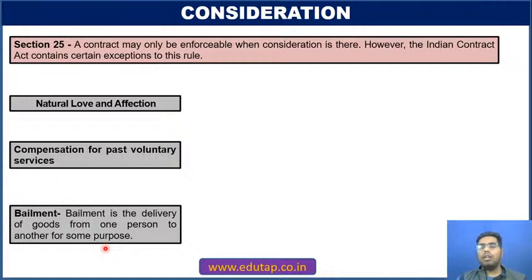Another example I can give you: when you give your car to the mechanic or to the garage, that is also a contract of bailment, because you're delivering the goods. The goods have been delivered from your side to another person for some particular purpose. For what purpose have they been given? For the purpose of getting the issue fixed.